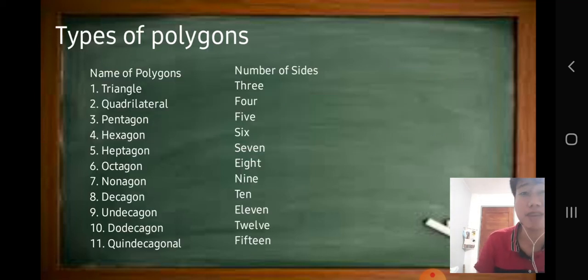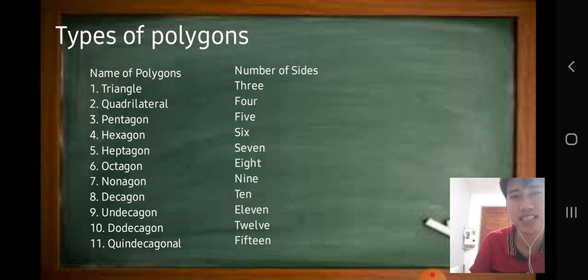There are types of polygons. I will just give 11 types of polygons, with the name of polygons and number of sides. If there are 3 sides, that is triangle. 4 sides, quadrilateral. 5 sides, pentagon. 6 sides, hexagon. 7 sides, heptagon. 8 sides, octagon.